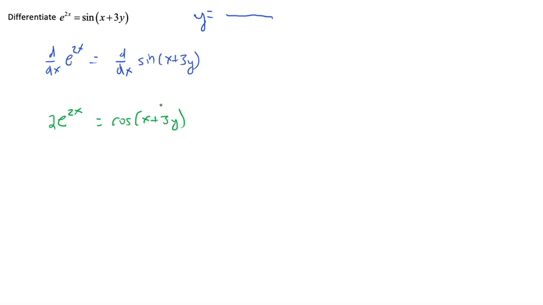But what's the last step? The last step says we need to take the derivative of the inner function here. What is the derivative of x plus 3y? Remember, the key is we are taking the derivative with respect to x. Well, the derivative of x is just 1. What is the derivative of 3y? Using the power rule, we bring down the 1, so we get 3 times just 1. But this is where the chain rule comes into play. The derivative of y with respect to x is just dy dx. That's why here we end up with that 1 plus 3 dy dx.